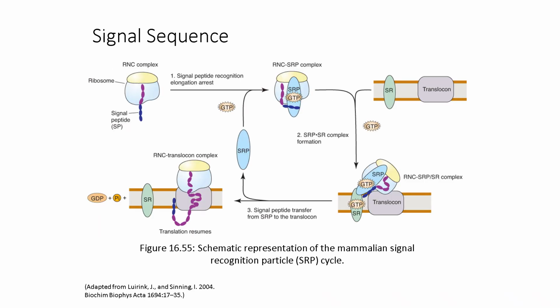Figure 16.55 illustrates the mammalian SRP cycle, showing how the signal sequence, SRP, SRP receptor, and translocon coordinate to direct protein synthesis into the ER. This elegant system ensures that proteins reach their proper cellular locations, a process vital for cell function and intercellular communication. Once inside the ER, proteins undergo further folding, modification, and sorting to fulfill their final roles.